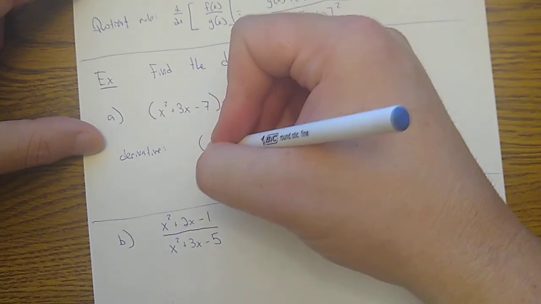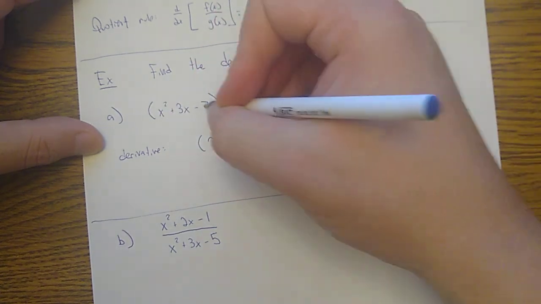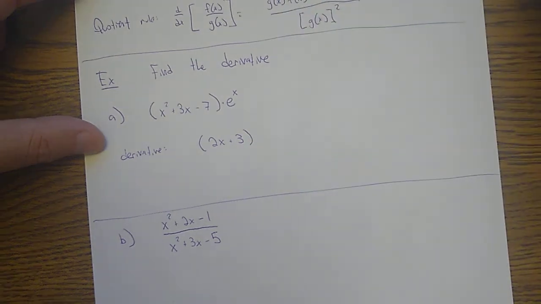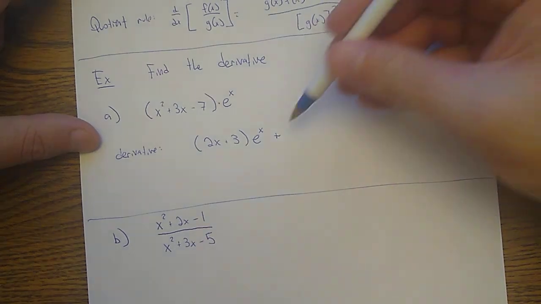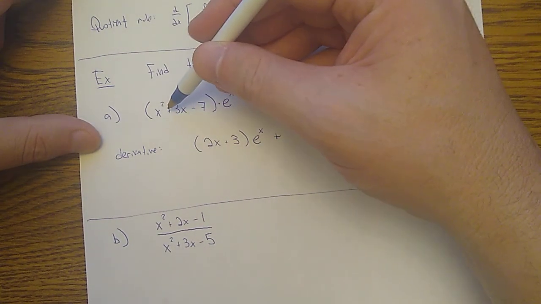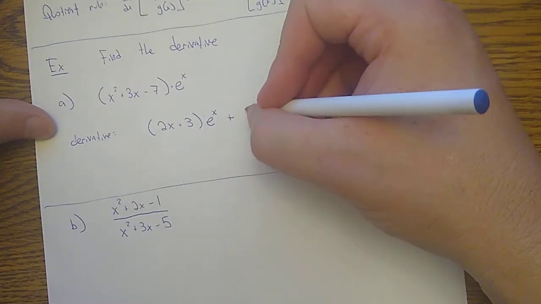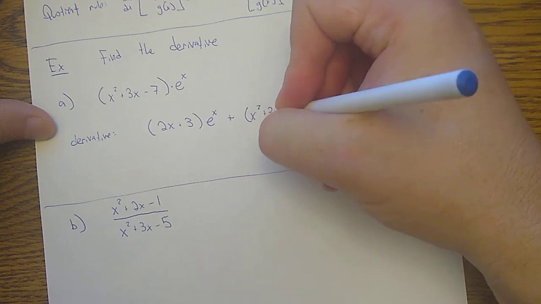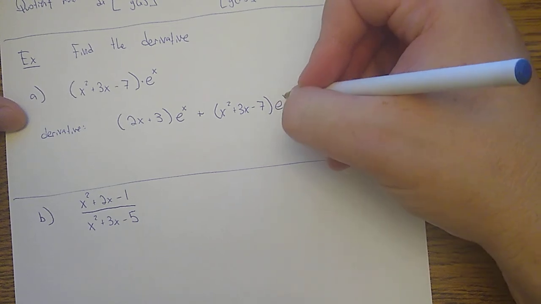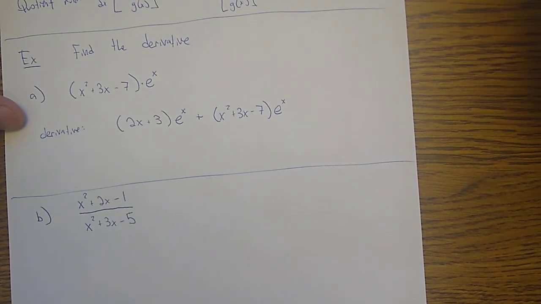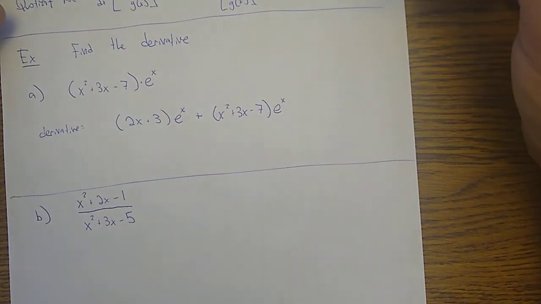So the derivative is, I'll do the derivative of this one, which is 2x plus 3, and then the 7 disappears, right? And then I leave e to the x alone. And then I'm going to add, and now I will do this the other way around. I leave this one alone and I do the derivative of this one. Of course, when I do the derivative of this one, the derivative is e to the x, so it's almost like I left it alone, but I did the derivative.